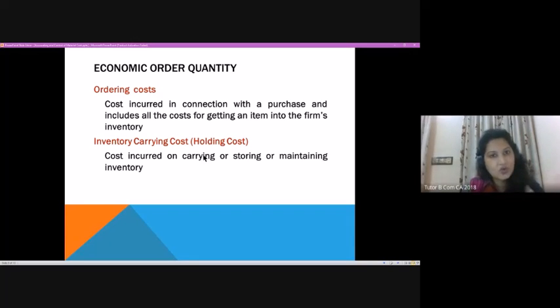These are the two costs that will regulate something called economic order quantity: the quantity which I have to make or purchase in one order. When I place an order, what should be the quantity I should order? Is it 10 kg, or 20 kg, or 10 quintals? It is decided based on the ordering cost and the holding cost, right?